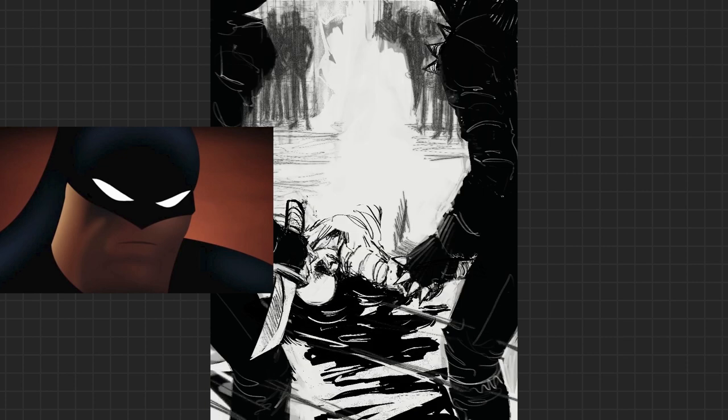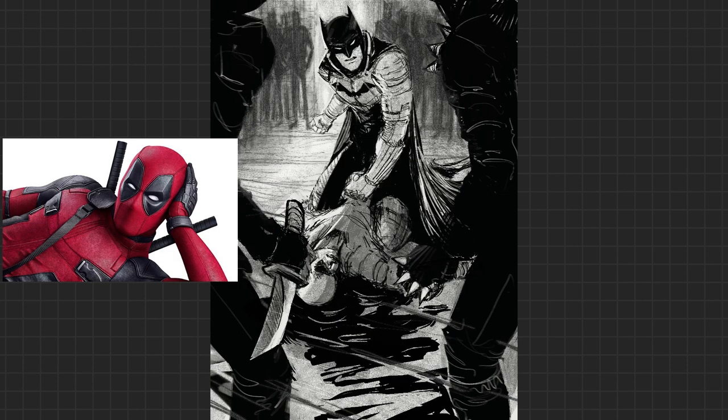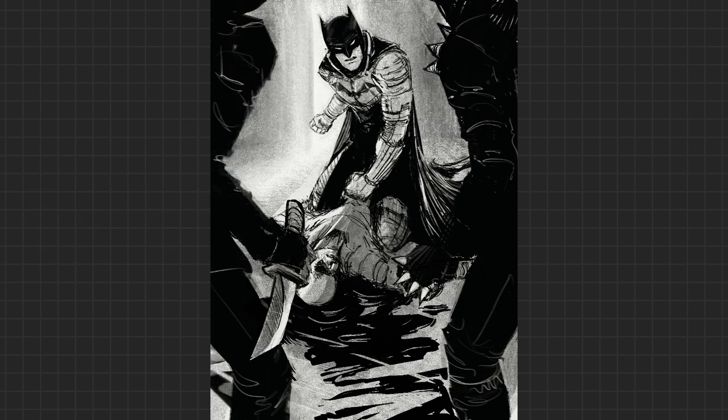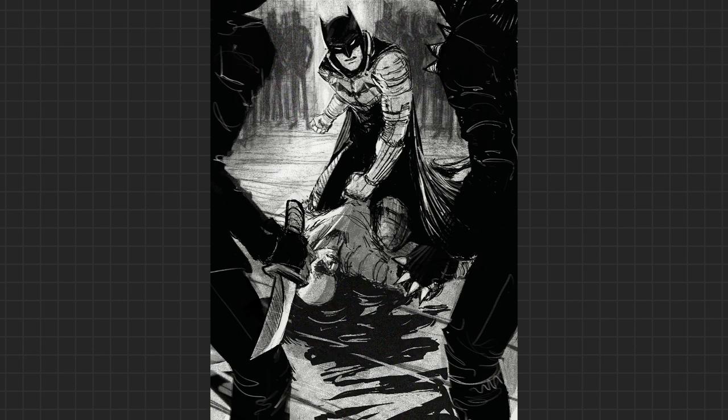Come on, dude. They gave Deadpool the white eyes. I think even Green Lantern had white eyes. Yeah, dude. They gave Green Lantern white eyes in that horrible movie. If they could do it in that piece of crap, you give Batman the white eyes.